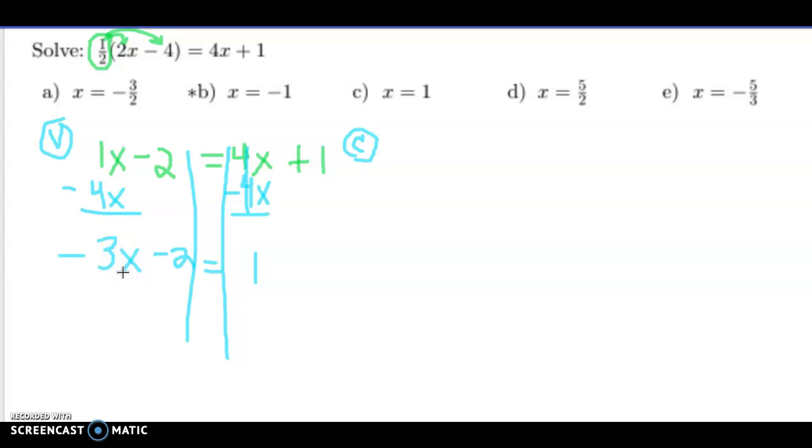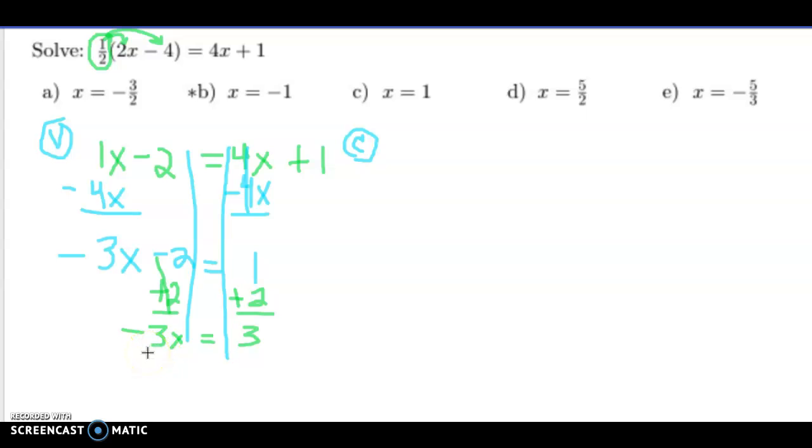So now I'm going to go ahead and get x by itself. And the way I'm going to do that is I have to first see if anything's being added or subtracted from the variable. And there's a subtraction here of 2. I'm going to do the opposite, which is adding 2, to zero that out. Anything I do to one side, I do to the other. These zero out. I'm left with negative 3x on this side. And that equals 1 plus 2, which is 3.